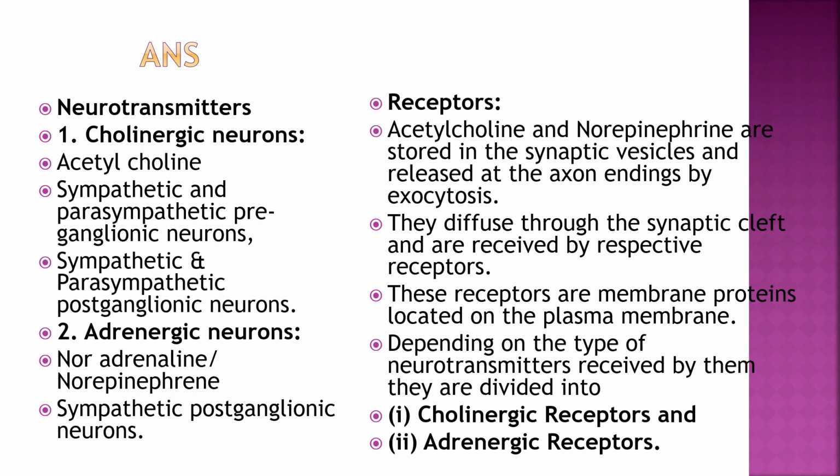Acetylcholine and norepinephrine are stored in synaptic vesicles which are present in the synaptic knob, and they are released at the axon ending by exocytosis. They diffuse through the synaptic cleft and are received by respective receptors. These receptors are membrane proteins located on the plasma membrane, and depending on the type of neurotransmitter received by them, are divided into two types. So they are cholinergic receptors or adrenergic receptors.